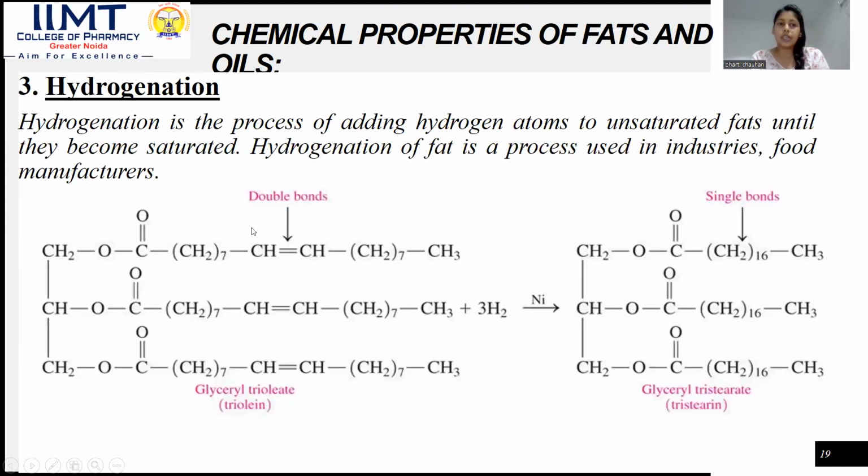Next, hydrogenation. This is a process of adding hydrogen atoms to unsaturated fats. Unsaturated means it contains one or more double bonds in its structure. So when we add the hydrogen molecules, they attach to the carbons having double bonds and form a single bond carbon. Okay, so that will produce a saturated fat.